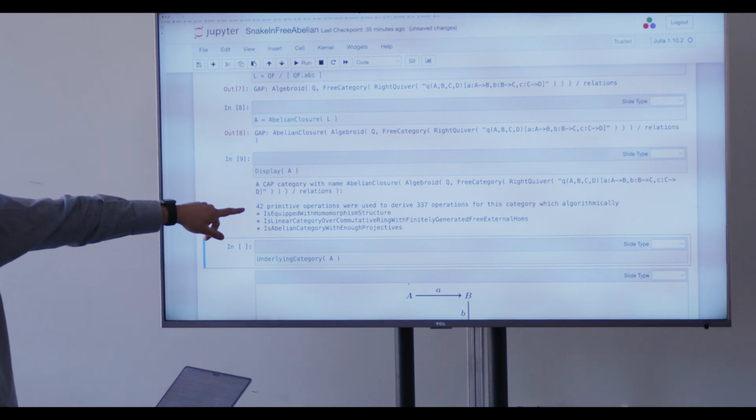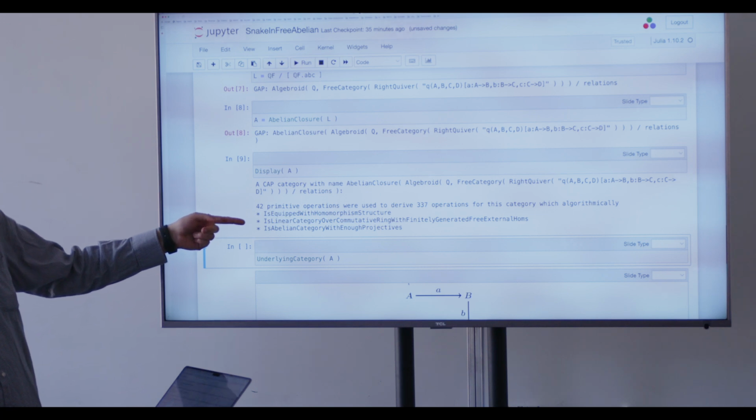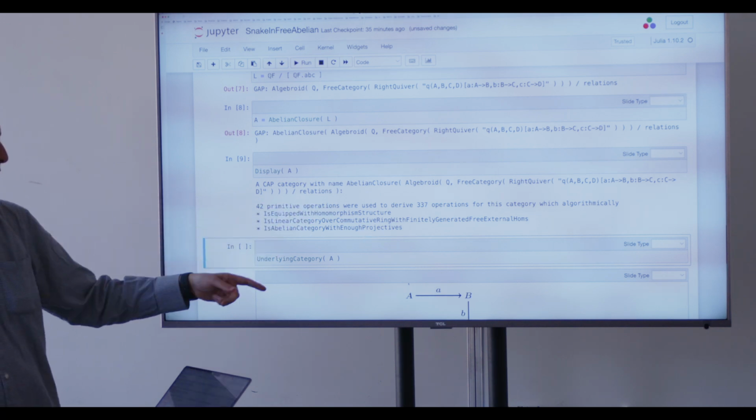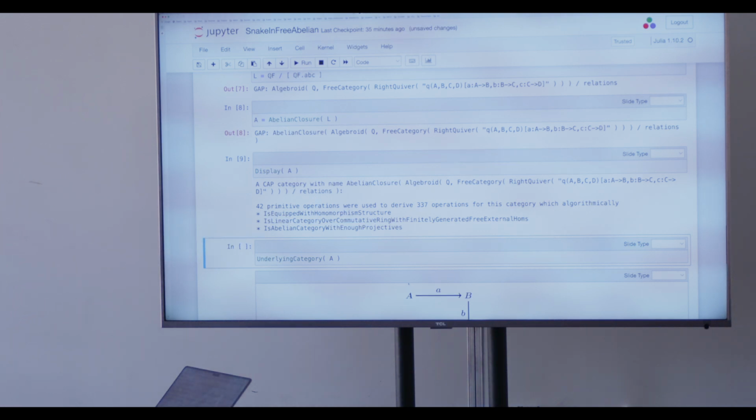You see now that 42 primitive operations were used to derive 337 derived operations for this category, which is algorithmically equipped with a homomorphism structure, and the home sets are finitely generated and free, and he already knows this category is constructively abelian with enough projectives. So we don't need the projectives, we just need that it's constructively abelian. So this means you have an additive structure, so you have direct sums. These are very special biproducts. And you have kernels and co-kernels. And the homomorphism theorem is valid.